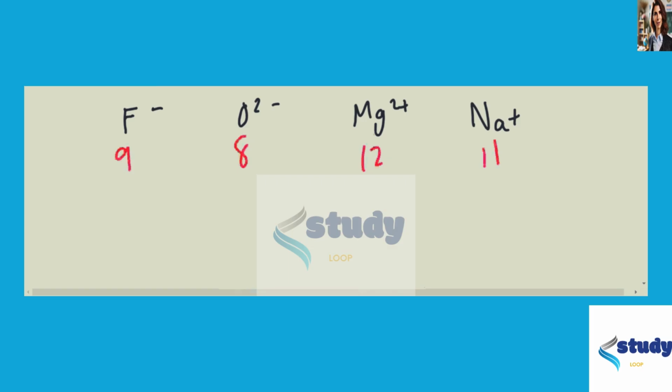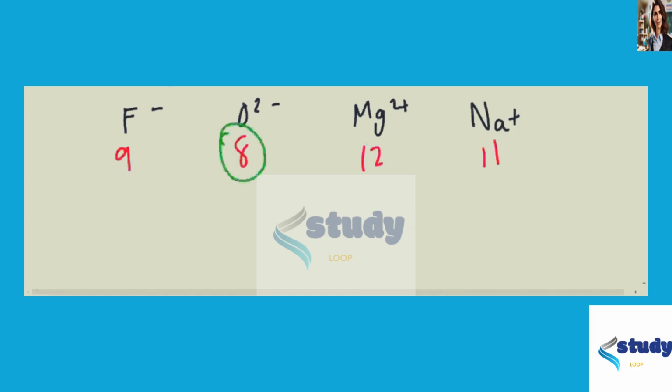And what do you notice? Oxygen has the least number of protons, right? So because oxygen has the least number of protons, that means it would have the largest radius of them all, right? Because it would be the least attracted to the electrons.